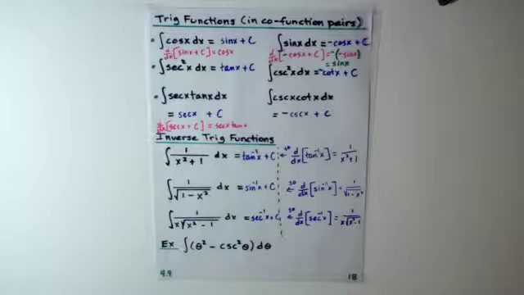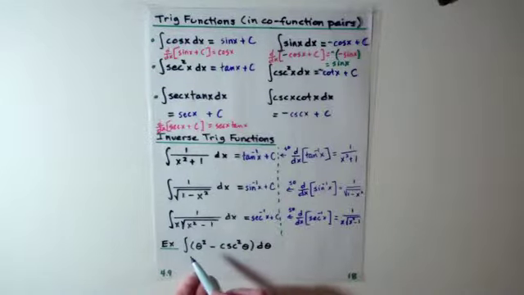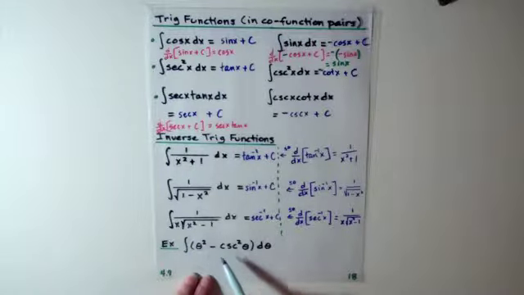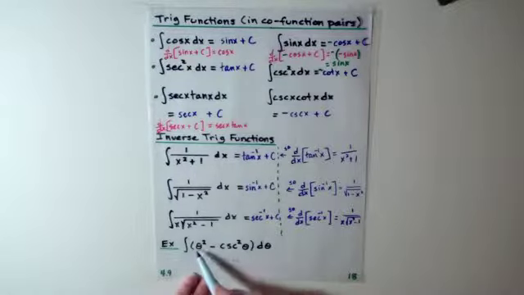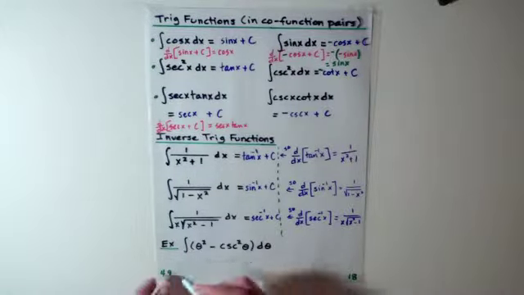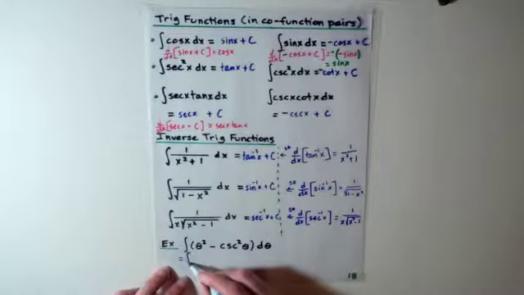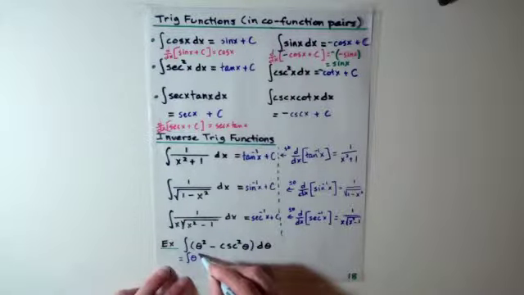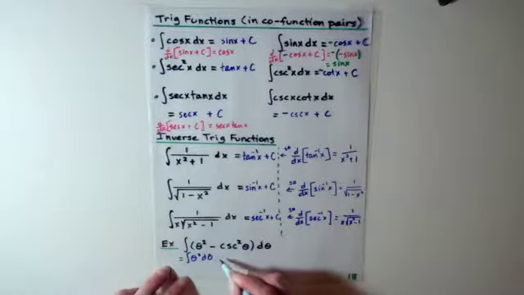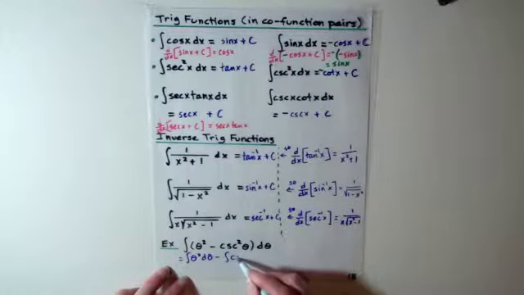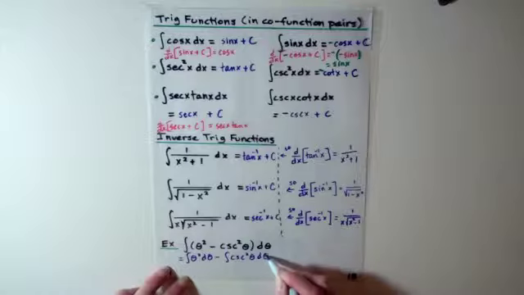Okay, well, let's go ahead and try an example. So one example would be this one. I'm asked to do the integral of theta squared minus cosecant squared theta d theta. Well, this is two separate terms, so I get to integrate term by term, so why don't I break it up? It's the integral of theta squared d theta minus the integral of cosecant squared theta d theta.